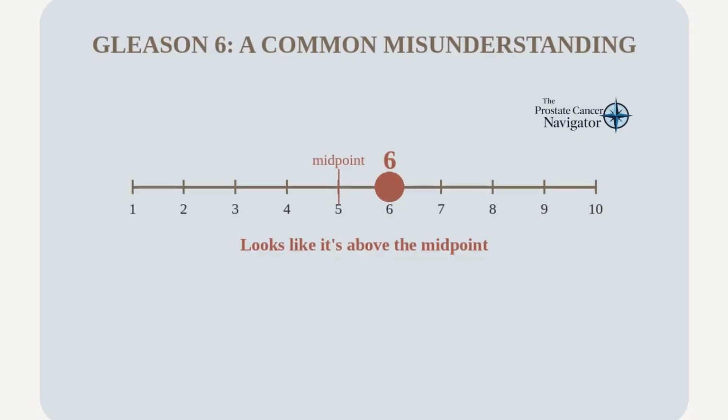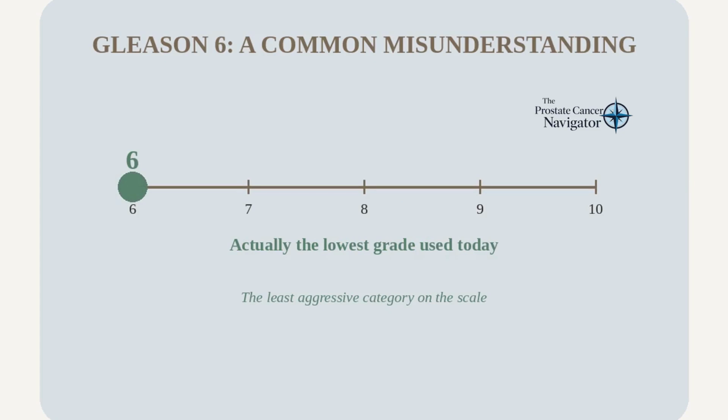Because patients often hear the score described as a number out of 10, many who learn their score is a 6 assume it sits above the midpoint, and therefore their cancer is more aggressive than it actually is. In reality, Gleason 6 prostate cancer is so indolent and slow-growing that it rarely, if ever, requires treatment.